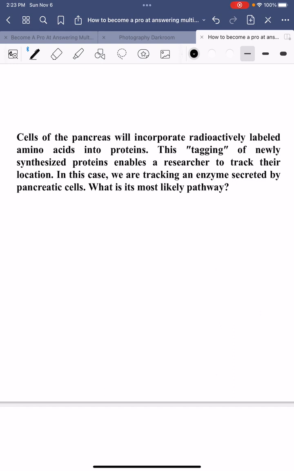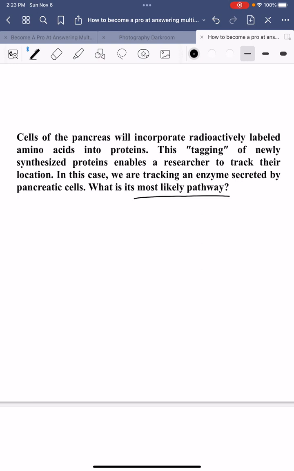This question reads, cells of the pancreas will incorporate radioactively labeled amino acids into proteins, and this tagging of newly synthesized proteins enables a researcher to track their location. In this case, we are tracking an enzyme secreted by pancreatic cells. And the question asks you, what is its most likely pathway? Now, this is a question about some cellular biology. So typically in a chapter in your biology curriculum, you learn about cells, you learn about the organelles within those cells and their functions.